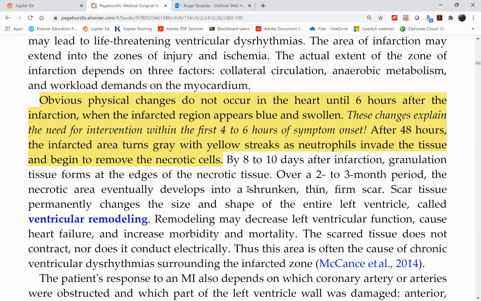But 8 to 10 days after the infarction, granulation tissue forms at the edges of the necrotic tissue. Over a 2 to 3 month period, the necrotic tissue eventually develops into a shrunken, thin, firm scar. Scar tissue permanently changes the size and shape of the entire left ventricle, called ventricular remodeling. Remodeling may decrease left ventricular function, cause heart failure, and increase morbidity and mortality. The scar tissue does not contract, nor does it conduct electrically. Thus, this area is often the cause of chronic ventricular dysrhythmias surrounding the infarcted zone.